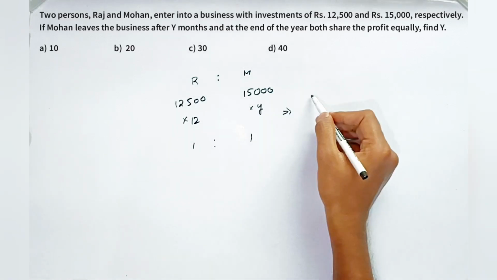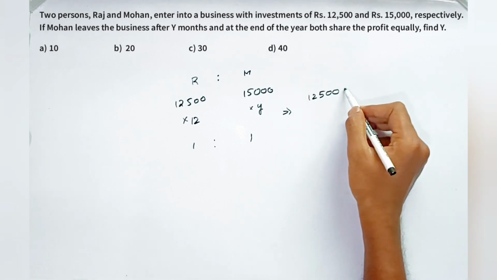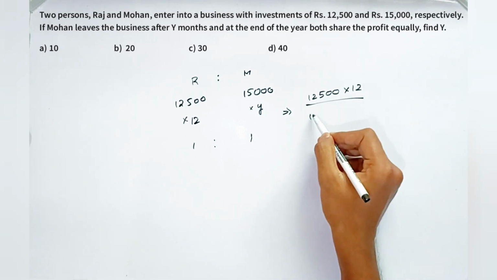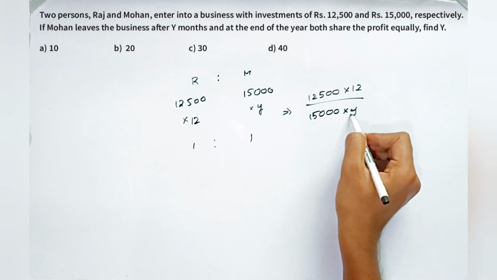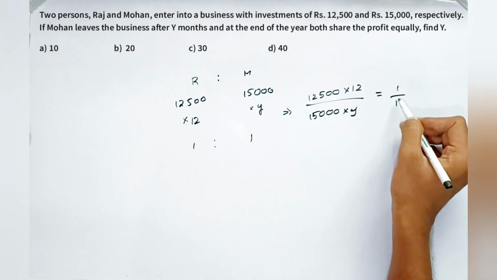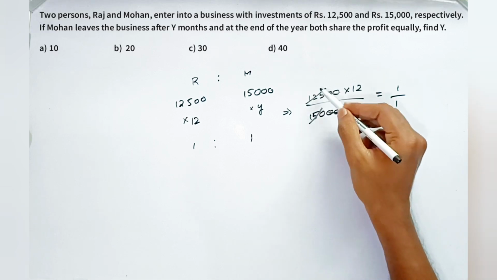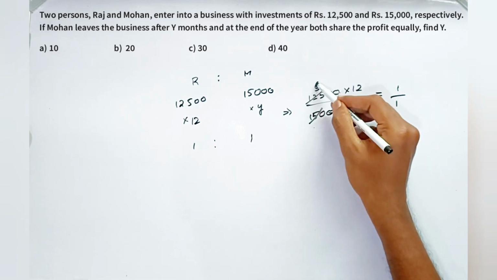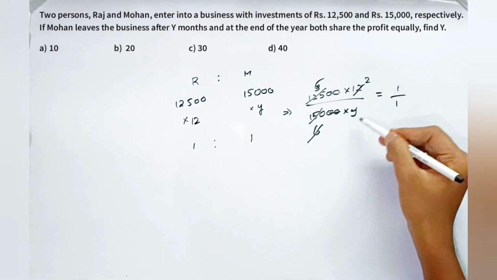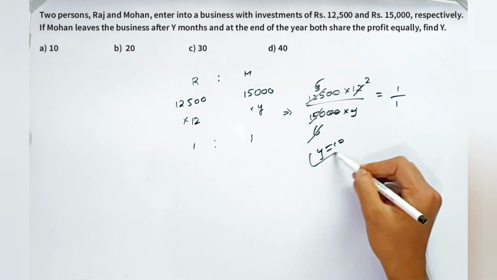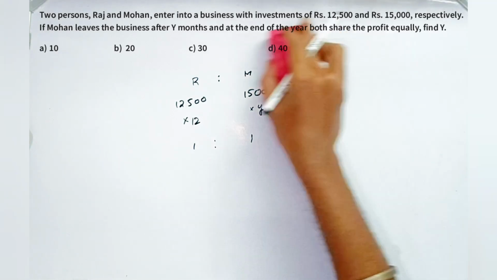I'm writing here, 12,500 into 12 divided by 15,000 into Y, and the profit ratio is equal to 1 by 1. So we can do the cancellation. The zeros cancel, and 25 sixes are 25 fives, so Y is nothing but 10. So the answer is 10. Very easy problem.